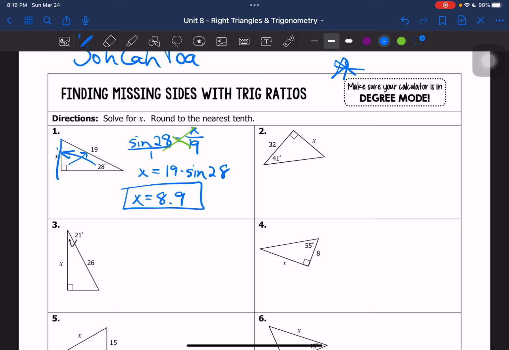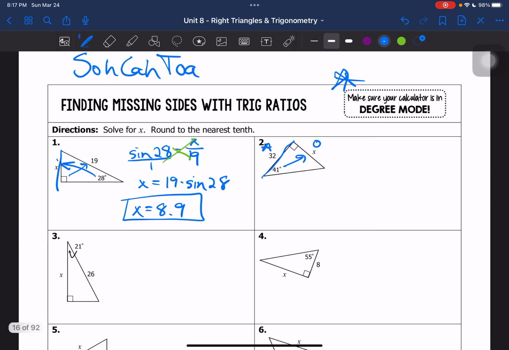So I know that I have this angle that's 41 degrees, I have this leg, and that leg is adjacent to my angle. And then I have another leg that I'm looking for, and that is opposite to my angle. So if I have the opposite and the adjacent leg, I'm going to end up using tangent because of SOHCAHTOA. So I'm going to use the tangent of 41 and then set that equal to opposite over adjacent. My opposite leg is x and my adjacent leg is 32. So that's how I set that up.